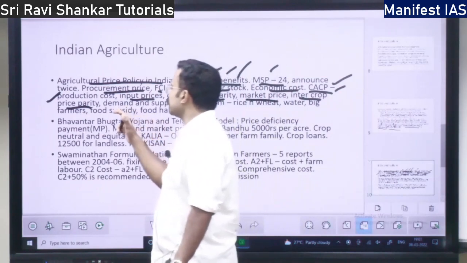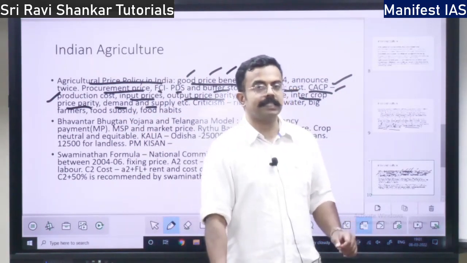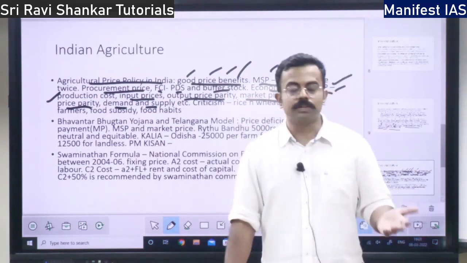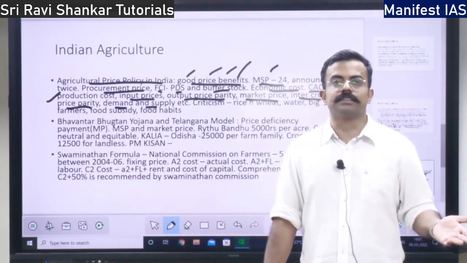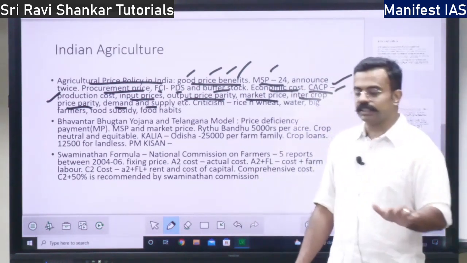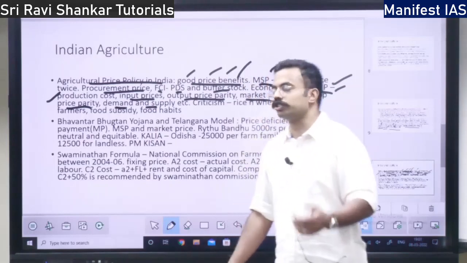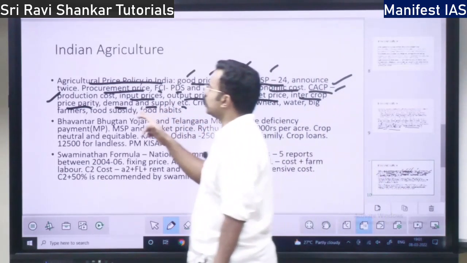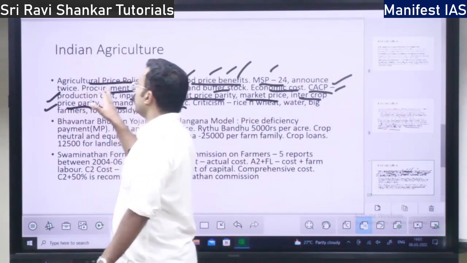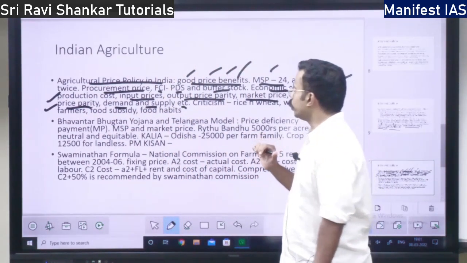Then it will take into consideration demand and supply. It is going to take into consideration various factors. Farmers' credit, right? Various other costs. Marketing cost, transportation cost, logistic cost, storage cost. Everything will be taken into consideration by the CACP before announcing the minimum support price.